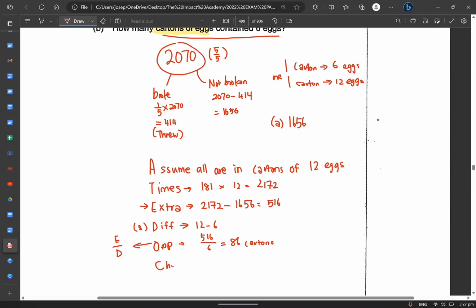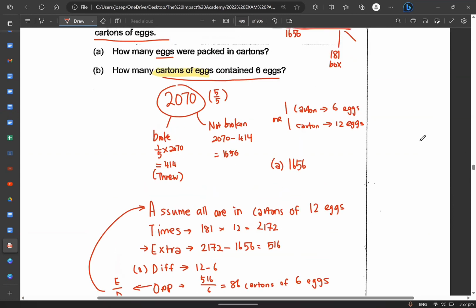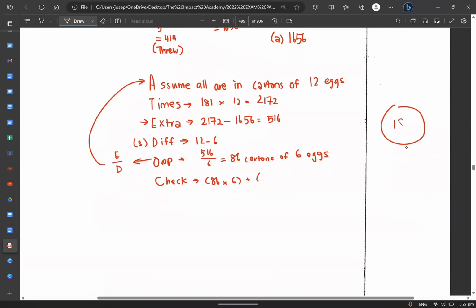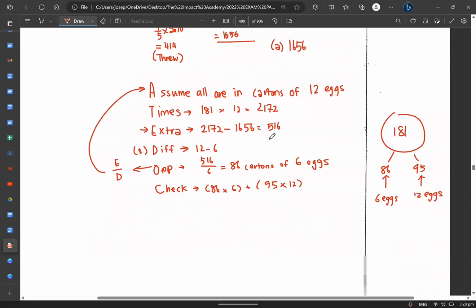Now, of course, you want to check. So 86 cartons, what cartons? 86 cartons of 6 eggs. But you want to check first. So you do 86 times 6 plus however many eggs are from cartons of 12. Very simple. Since you have a total of 181 cartons, if 86 are for 6 eggs, then the rest will be 181 minus 86, which equals 95. These 95 are for 12 eggs. So you simply do 95 times 12. You should get back to the answer of 1656.